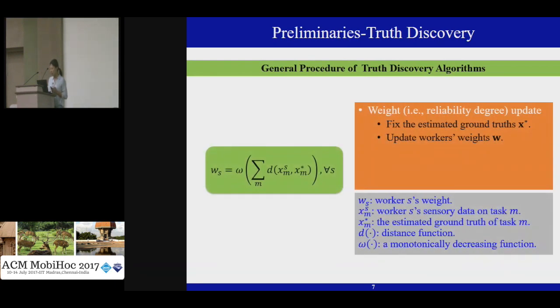Next, we introduce the general procedure of truth discovery algorithms. Such an algorithm is basically an iterative procedure, which in each iteration first fixes the estimated ground truth and sets each worker's weight to be negatively correlated to the distance between her data and the ground truth. Then it fixes workers' weights and estimates the ground truth by calculating a weighted sum of the sensory data. Such iterations are run until convergence.